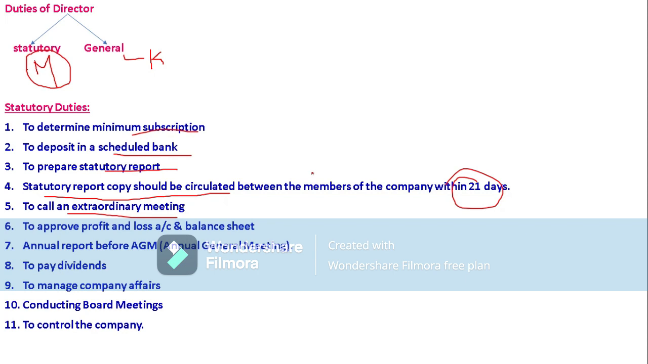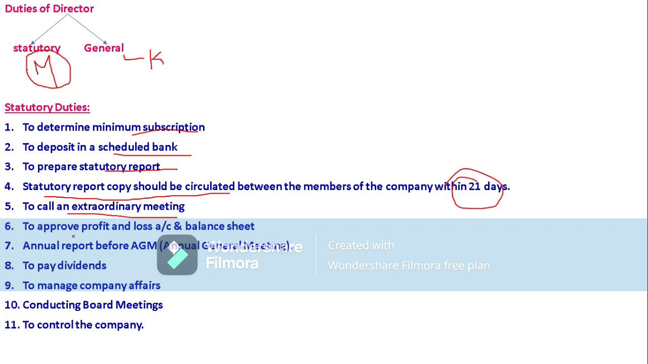Calling extraordinary meetings means that if there is any situation where immediate decisions should be taken, whenever they want to take immediate decisions, in that case the board will conduct an extraordinary meeting. So this is the duty of the director.